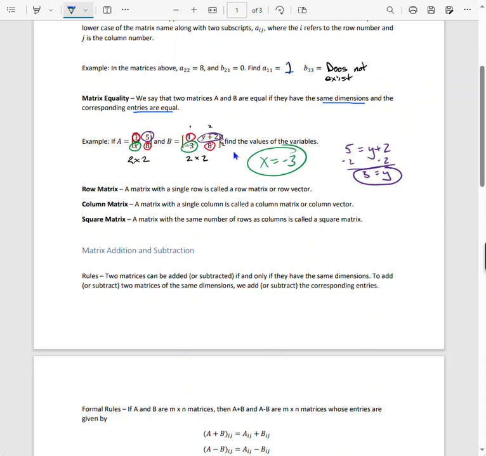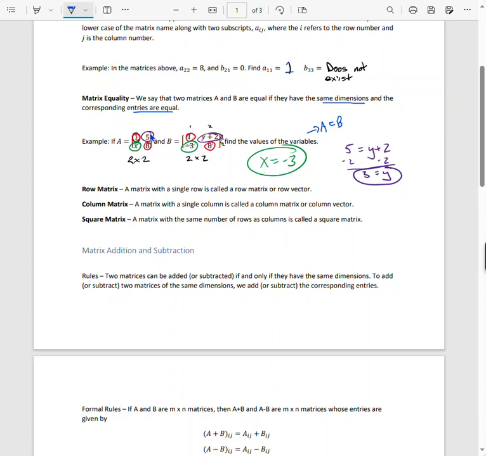This should assume that A is equal to B, and I never say that anywhere in the example. I apologize for that. But we can see the row 1, column 1 matches up. Row 2, column 2 matches up. That tells me that row 2, column 1, x, must match with row 2, column 1, -3. So x must be -3.